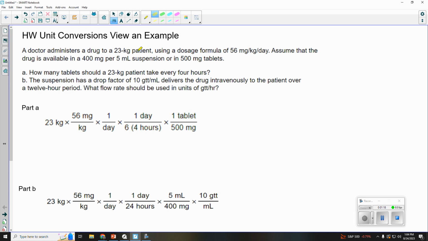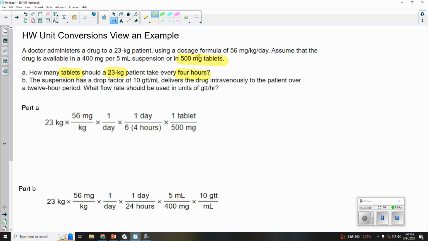Let's do a highlighter. Okay, so we have how many tablets? So we need to look at the tablet right here. 500 milligram tablets has to do with tablets. We know it's 23 kilograms, and then we know it's 4 hours. So in our question, we have 2 pieces of math information, and also the fact that it says tablets tells us to use this math information in the first original problem. So let's look at the example.